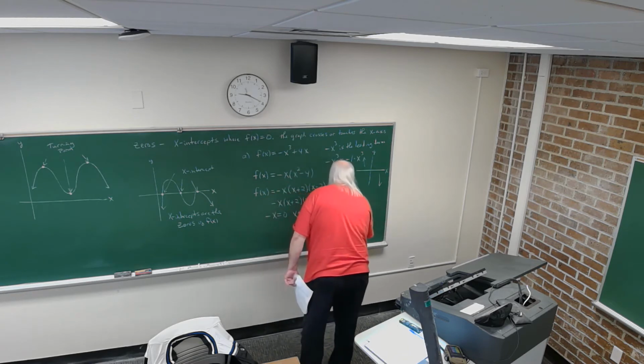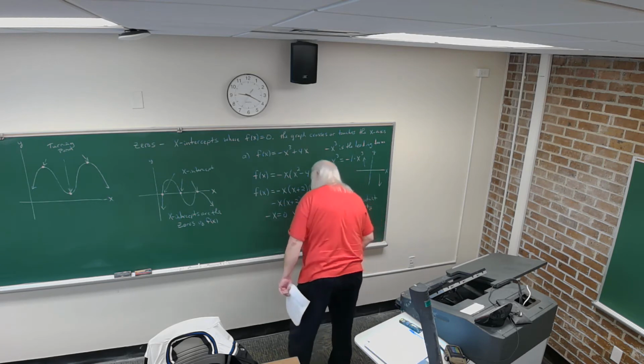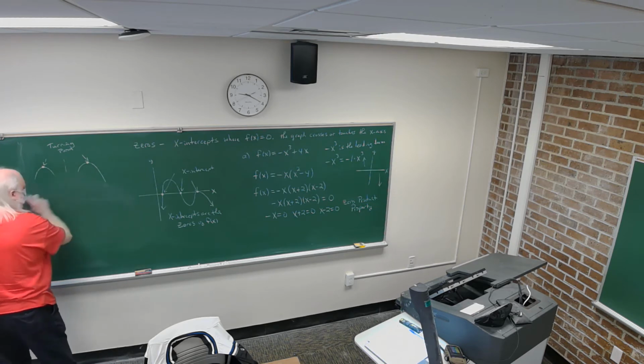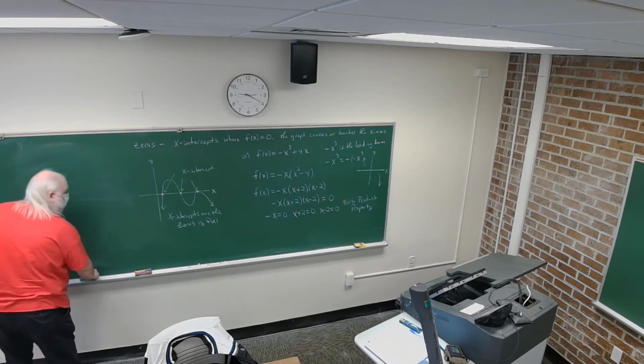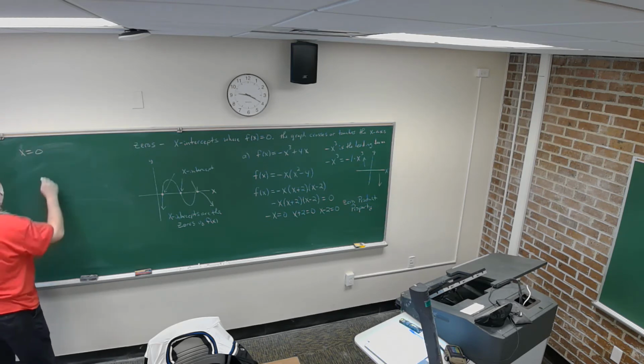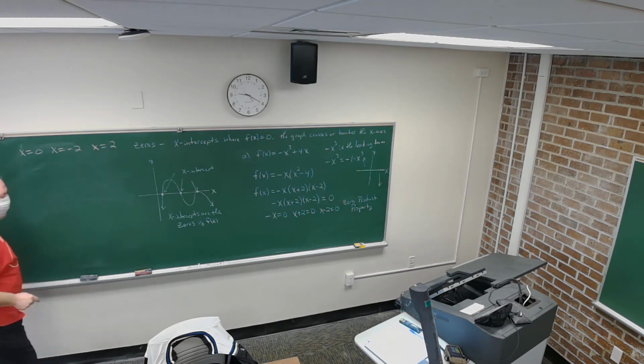Right, by the zero product property. So the three values of x that make f of x equal to 0 are x equals 0, x equals minus 2, and x equals plus 2. So that's also the location of the x-intercepts. Okay.